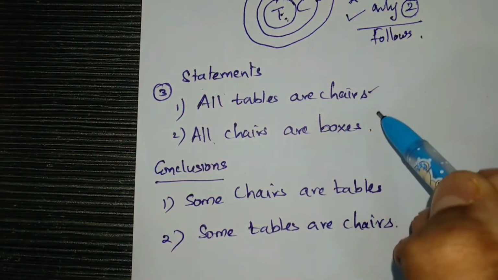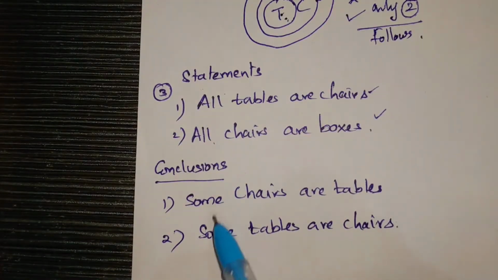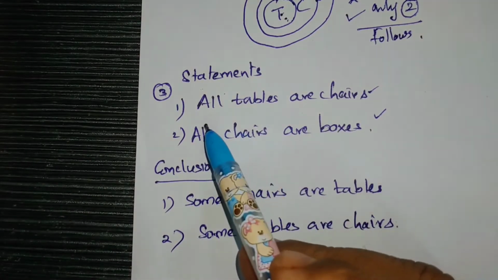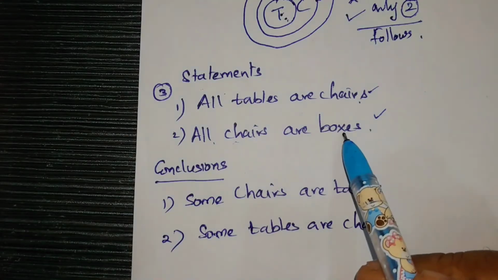Whenever all is there in the question, some is there in the conclusion, definitely, blindly we can tell they follow. All and some. All biscuits, some biscuits. From all biscuits, if I take some biscuits, it must definitely follow. Using that logic, I am telling, without using Venn diagram, we can tell. But let us see the question in clarity. All the tables are chairs, all chairs are boxes.